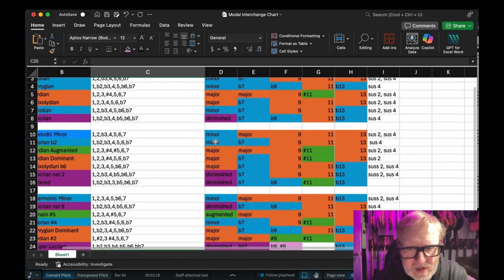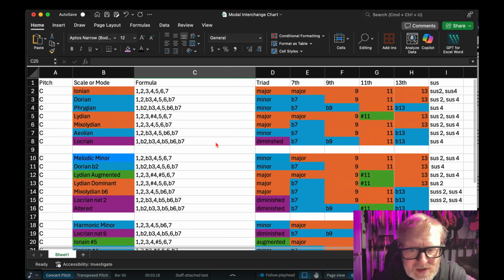Basically, what I did with this chart is I arranged it so that all the major sounds are in orange, and all the minor sounds are in blue. The diminished are in purple, and the augmented are in green. So basically, natural versus lowered versus raised, right?